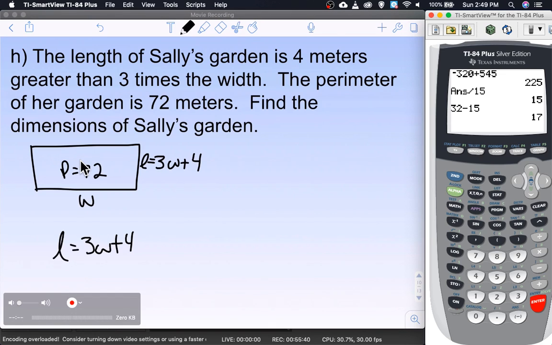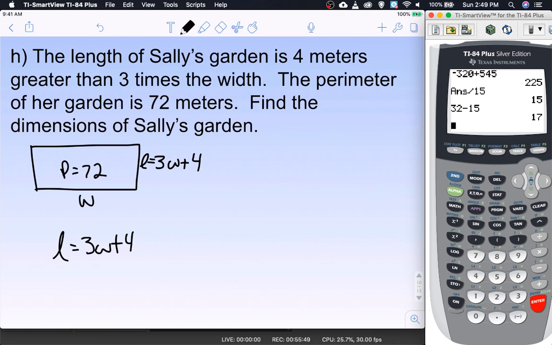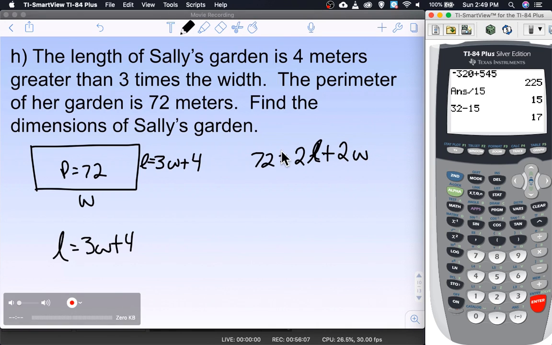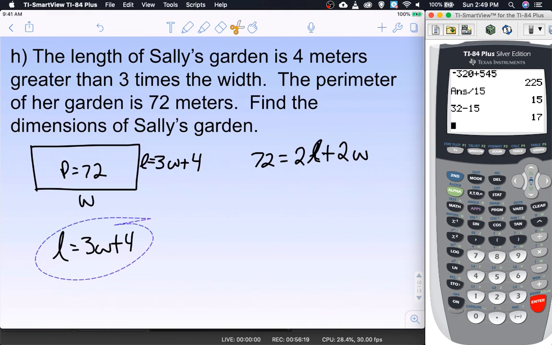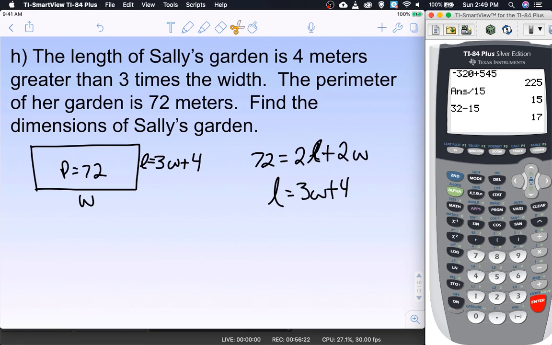How does this perimeter play out? How would we use that in one of our equations? You know the formula for perimeter of a rectangle? Perimeter is 2 times the length plus 2 times the width. That's the formula for perimeter of a rectangle. And we know that the perimeter is 72, so that actually is our other equation. 72 equals 2 times the length plus 2 times the width. So these are the two equations that we could use to solve this system of equations.